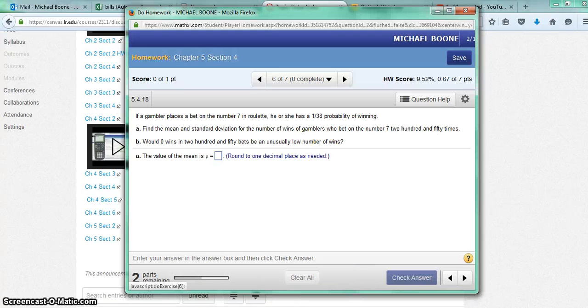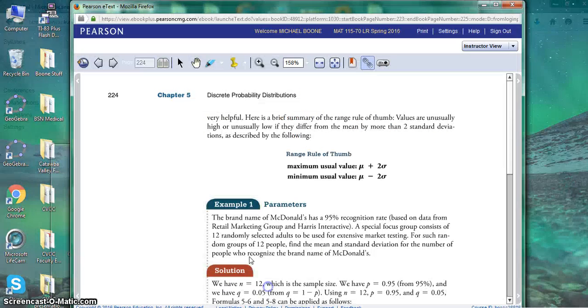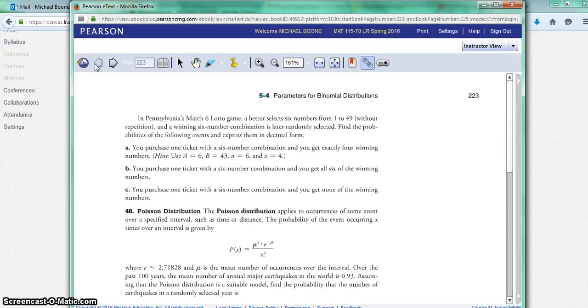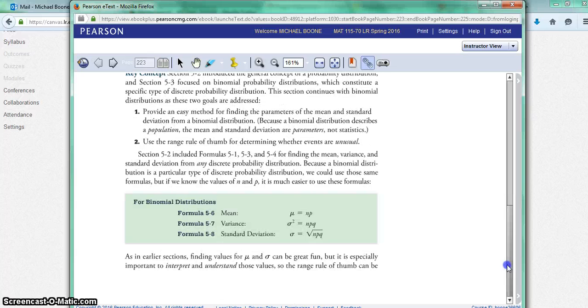So again, the formulas that we have on page 223 in the book are going to be helpful: n times p, and the square root of n times p times q.